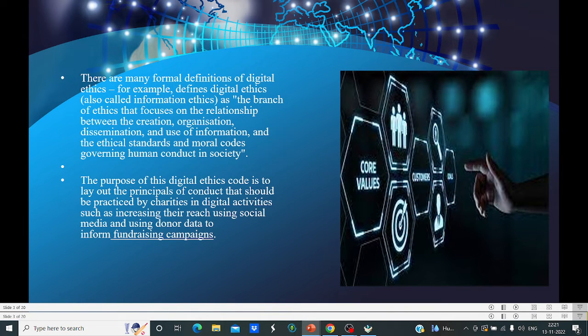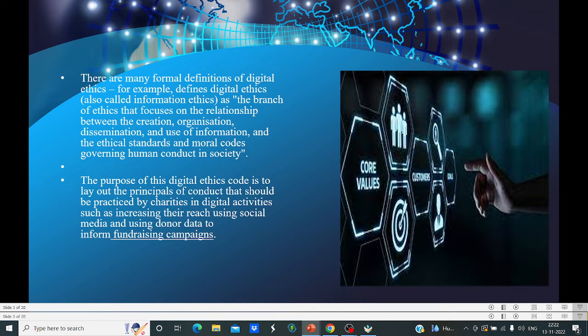Digital ethics has many formal definitions. For example, it is otherwise also called information ethics. It draws on information from social media and technological information. It is not an informal definition, it is a formal definition.